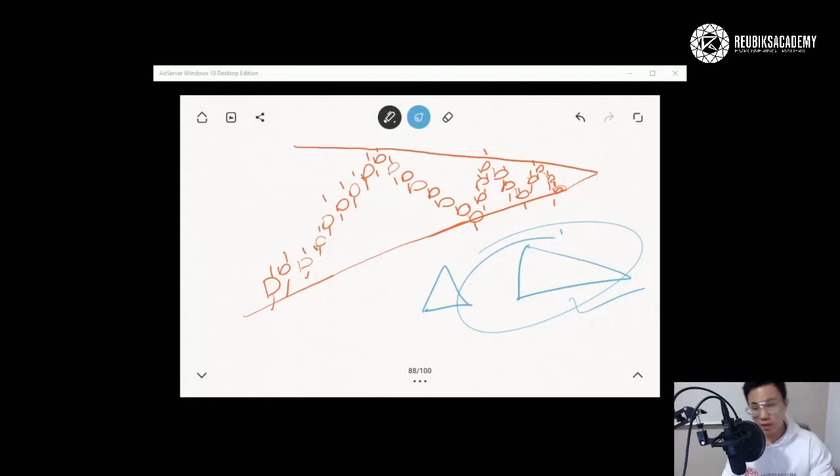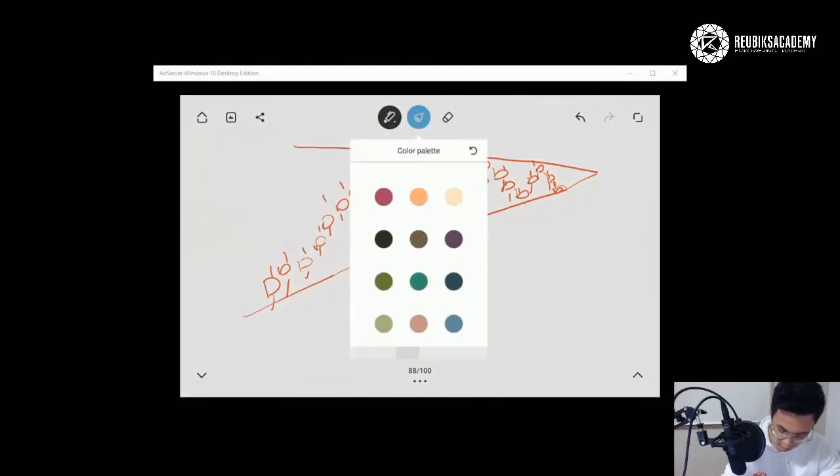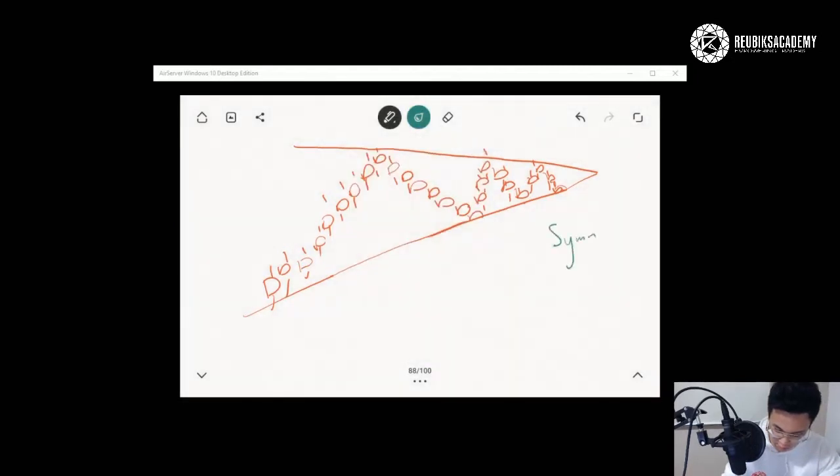Okay, it's basically made up of two slanted lines, or it could be one slanted line with another horizontal line. Now in this case, because it's made out of two slanted lines, we call it a symmetrical triangle. Okay, we call it a symmetrical triangle because both sides are squeezing in. So left is squeezing in, right is squeezing in. So their movement is symmetrical. That's why we call it a symmetrical triangle.